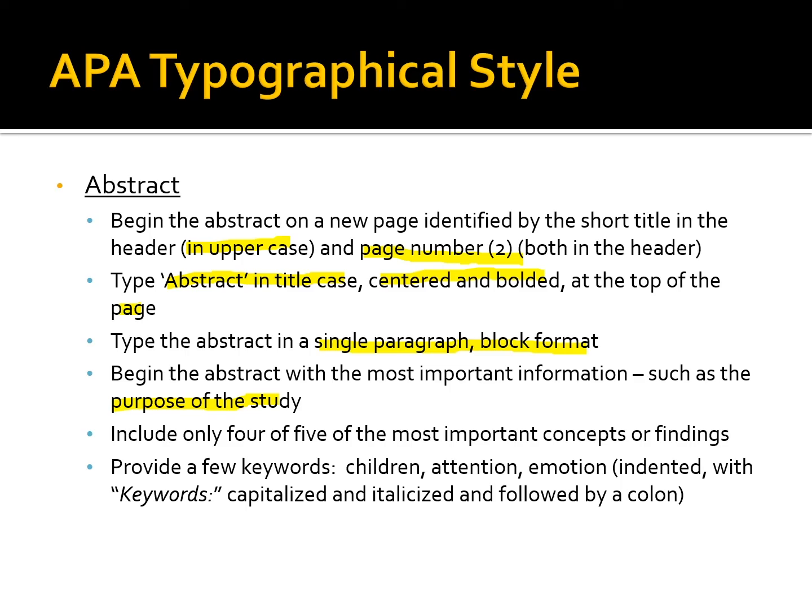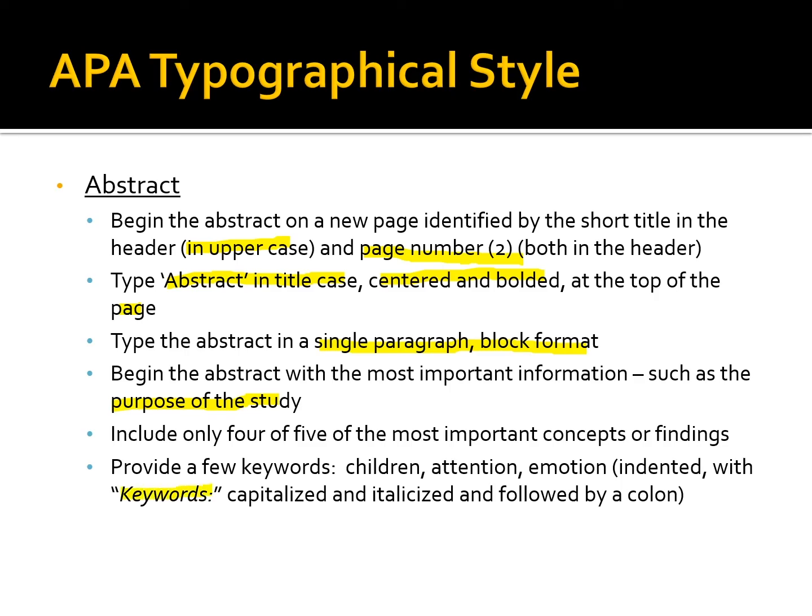You begin the abstract with the most important information, which is, for instance, the purpose of the study. You would include only four or five of the most important concepts or findings. So most abstracts are restricted to anywhere between 150 to 250, maybe 300 words, but generally taps out at 250 words, so it needs to be concise. So four or five of the most important concepts or findings should be included in the abstract, such as what you found and what the implications are, that kind of thing.